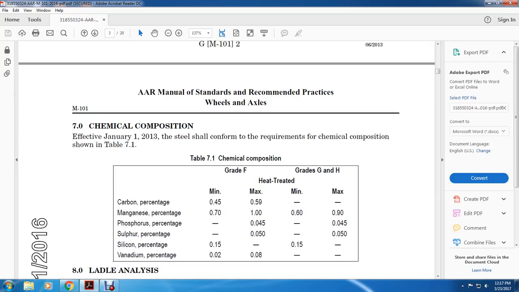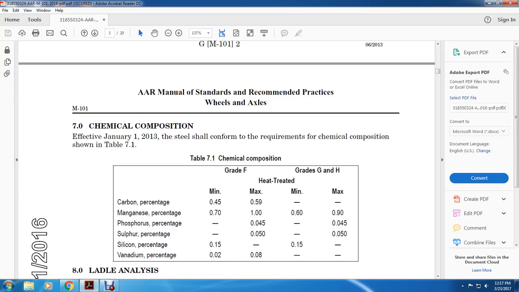7.1. Carbon percentage, heat minimum 0.45, max 0.59. Manganese percentage 0.70, 0.101, max 0.60, 0.60, and 0.90 for grade H. Sulfur percentages grade F, maximum 0.05, grades G and H 0.05.